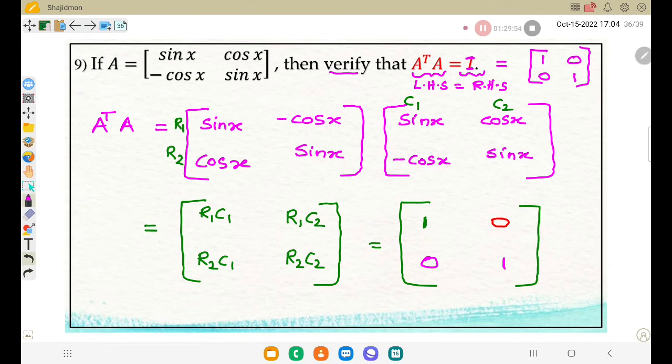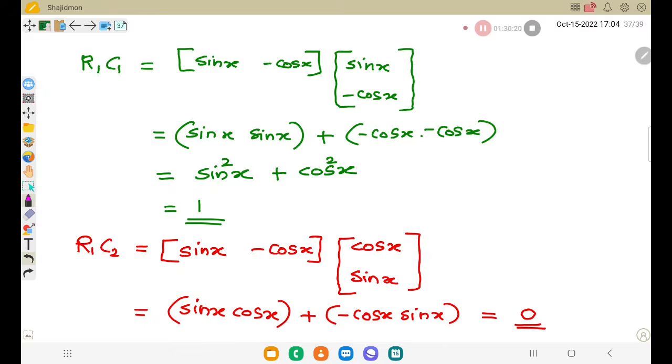So on the left side we started with A transpose multiplied by A, and we got the answer 1, 0, 0, 1, which is the identity matrix. That means the left hand side equals the right hand side, because the right hand side is also the identity matrix. So left hand side equals right hand side. I hope you understood this question. We can practice one by one.